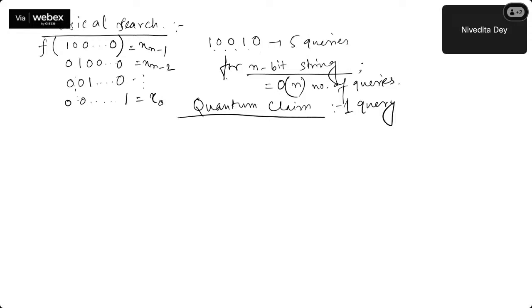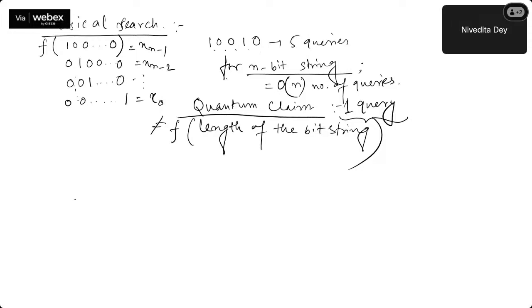So for that, and also if you see here, the quantum claim is that it's not only one query, it is also not a function of the length of the bit string. So it is independent of that. If I have a 5-bit string length, then also it's one query. If I have 50 or any number of bits in the string, it is always a single query that is required. So first, for this, let me just go through an example, based on how it works.